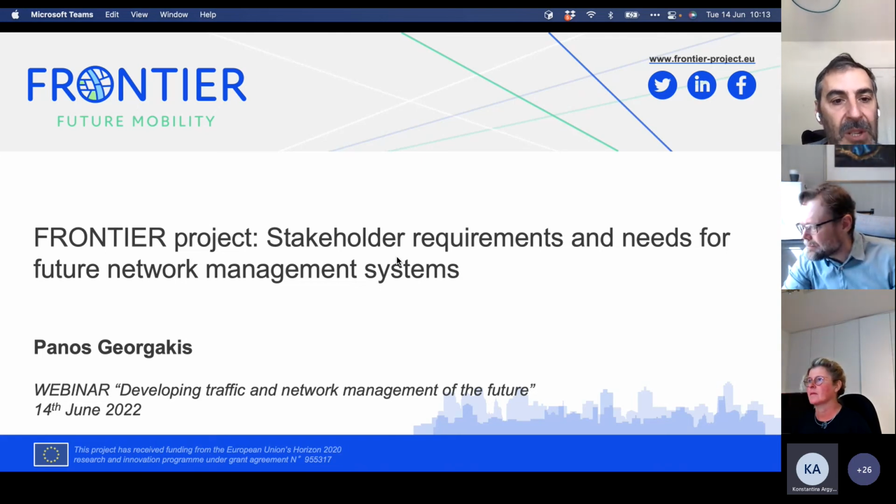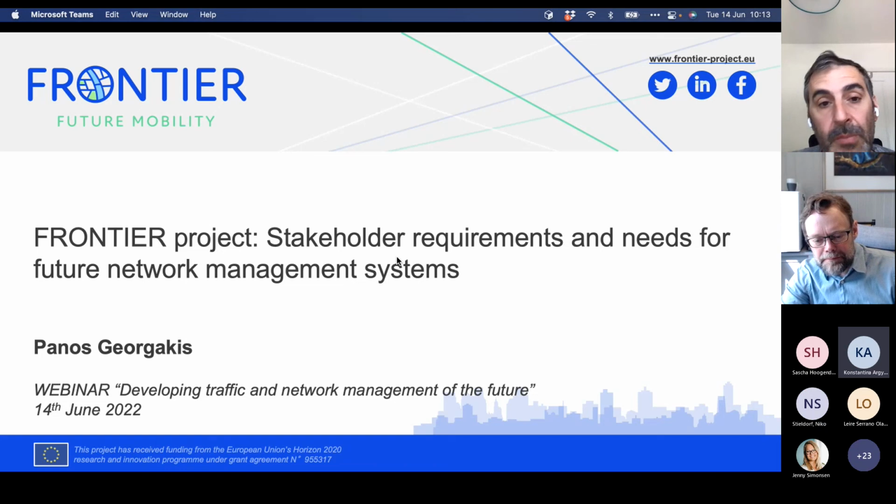And also the second part of the presentation is some results based on some workshops we have done to try to elicit stakeholder requirements, again in the scope of the project, but also in network and traffic management in general.